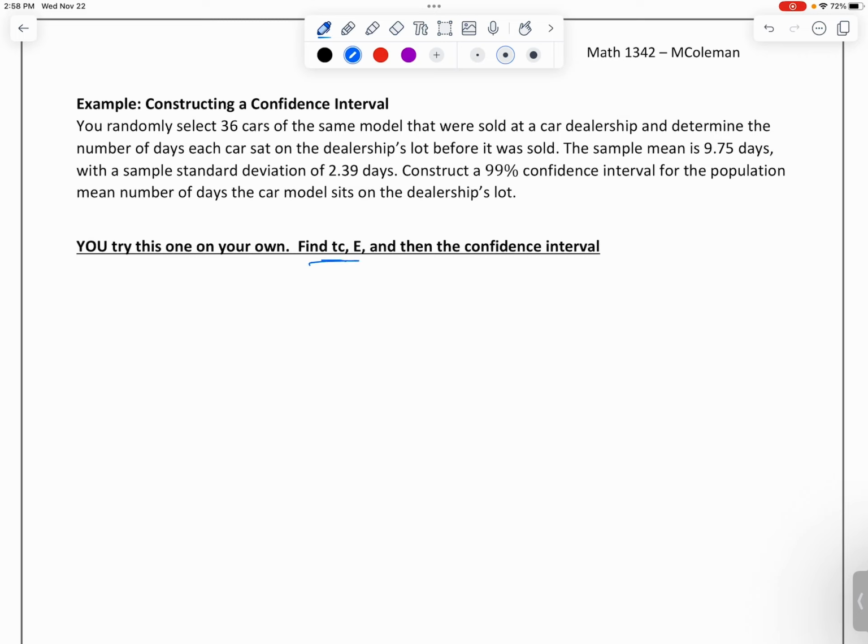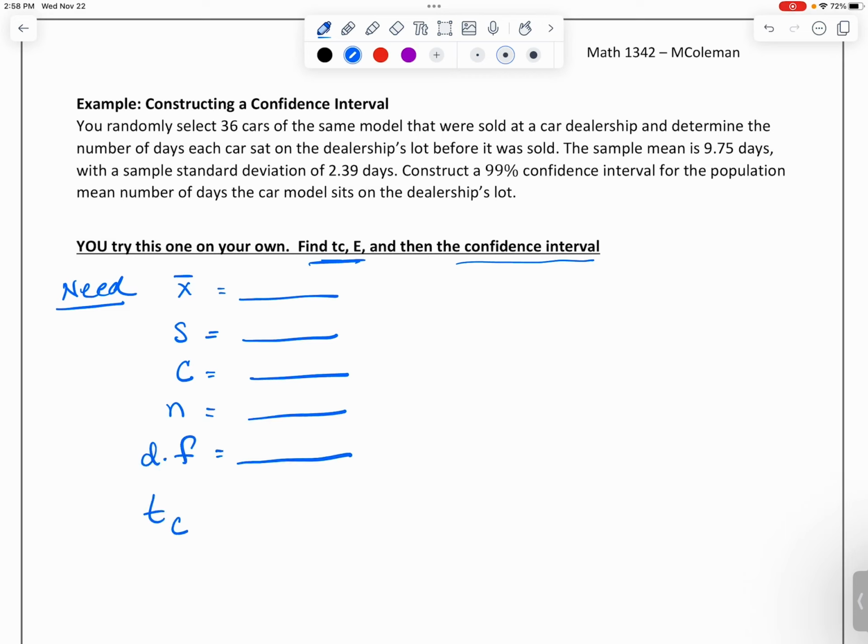Okay. So this one I want you to try on your own. Again, you're going to try to find your t sub c, your E, and the confidence interval. I'm going to help you set it up by asking you what you need. Same as the problem before, you're going to need x bar, or your sample mean. You're going to need your sample standard deviation. You're going to need your confidence interval. You're going to need your n so that you can find your degrees of freedom. Then you're going to find your t sub c. Remember, this is from your chart, so look on your chart. And then you're going to find E by using the formula t sub c times s over the square root of n. And then you're going to find the confidence interval.